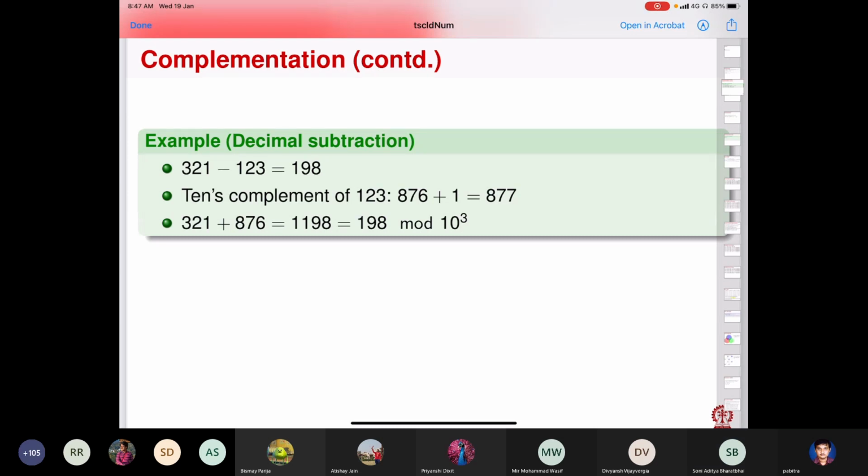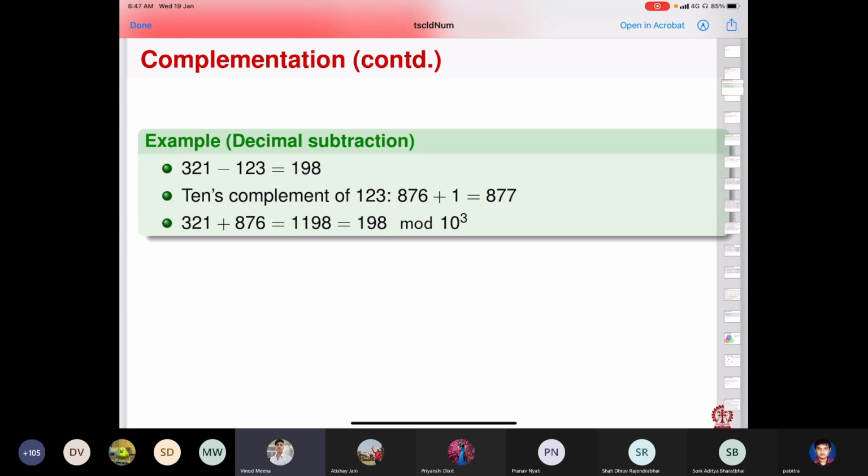So it should be 877, right, in the third line? Yes, it should be 870. That's a mistake. But I think the answer is correct, 1198 is correct. Yes, sir, a small mistake. Thank you, I'll correct it.